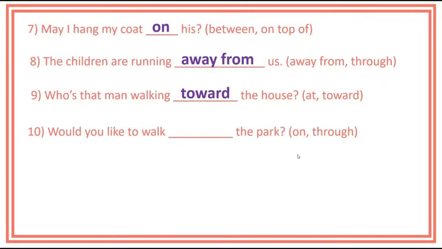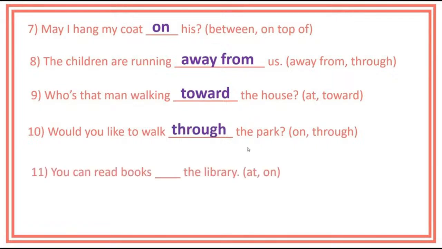Answer is, would you like to walk through the park? Number 10. You can read books blank the library. Prepositions inside the bracket are at and on. Answer is, you can read books at the library.